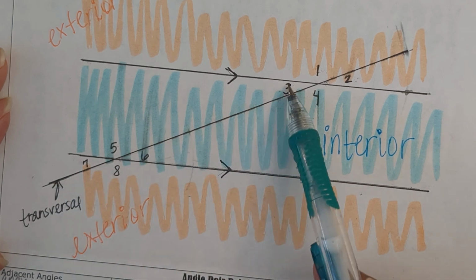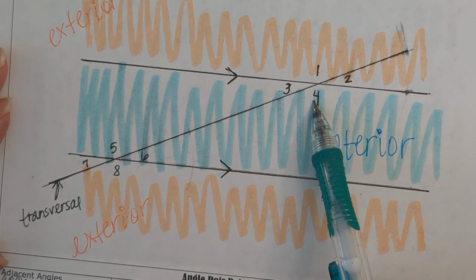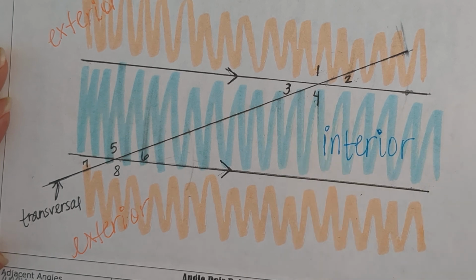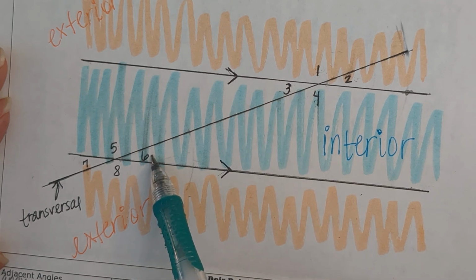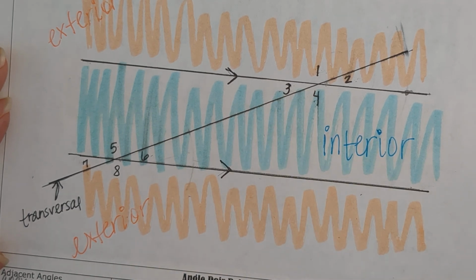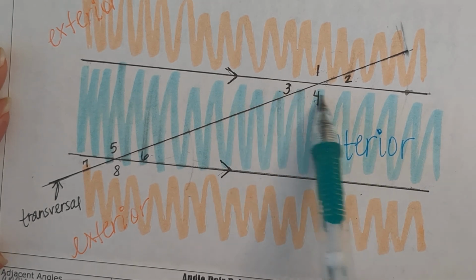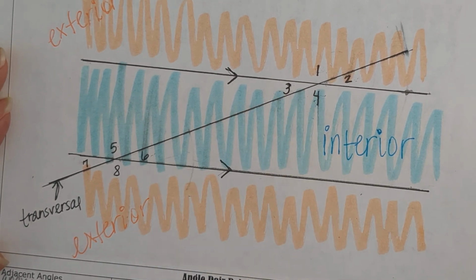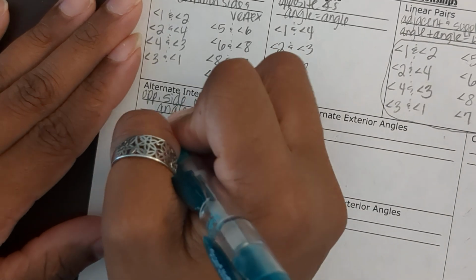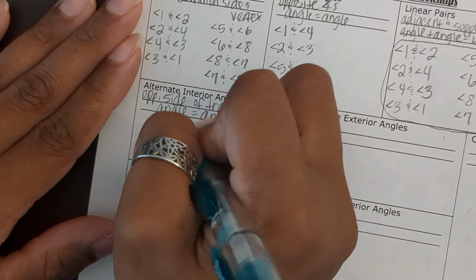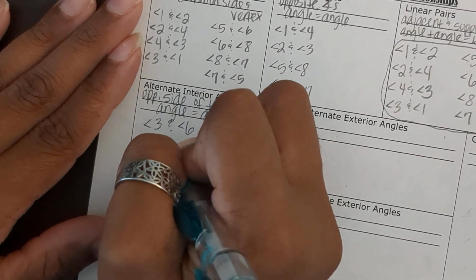For example, angle 3 and angle 4 are on opposite sides, but they're not equal. So we need angle 3 and angle 6. These are non-adjacent, so it can't be 3 and 4. They need to be non-adjacent. 3 and 6, also 4 and 5. Let's write those 2 pairs down. So angle 3 and angle 6. Then we have angle 4 and 5.